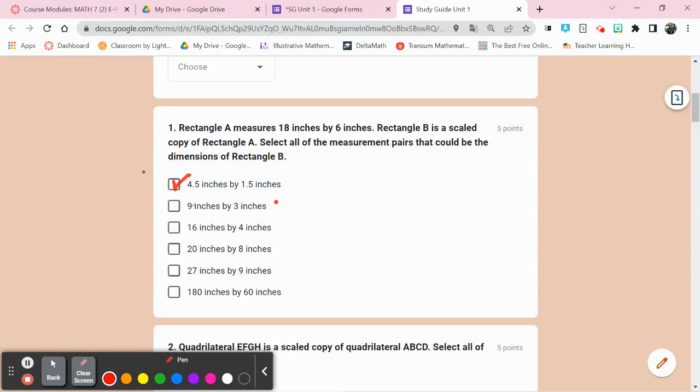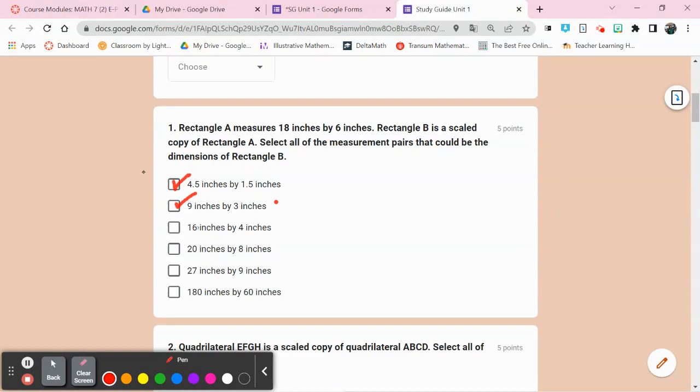What number do I multiply 9 by to get to 18? 2. So let's check the second one. 3 times 2, it's 6. Another scaled copy. All right, the third one, this is a little trickier.